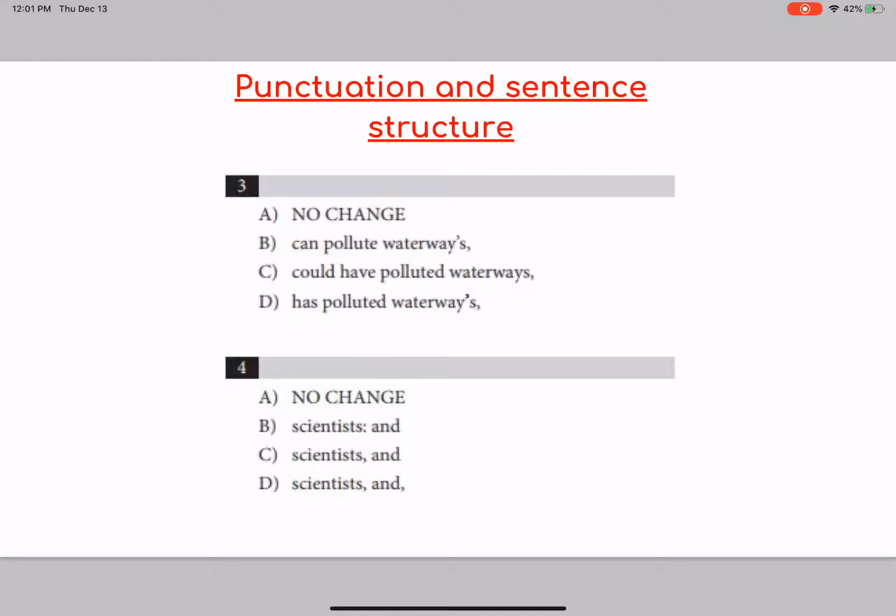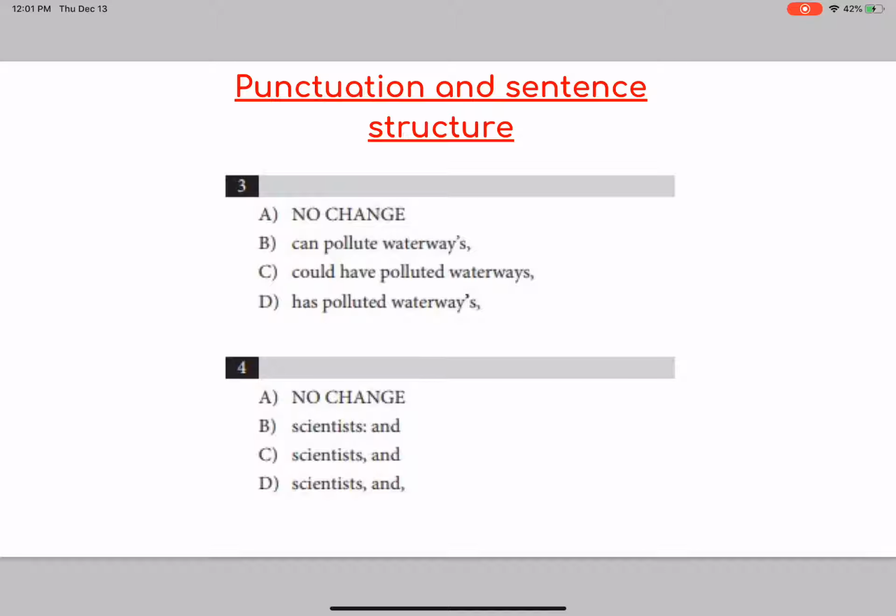And then another example on punctuation and sentence structure. The first one, they're both kind of punctuation, both sentence structure. So number 3, it wants you to know if you know how to use apostrophes. You can see in B, C, and D, the way they write waterways is different.